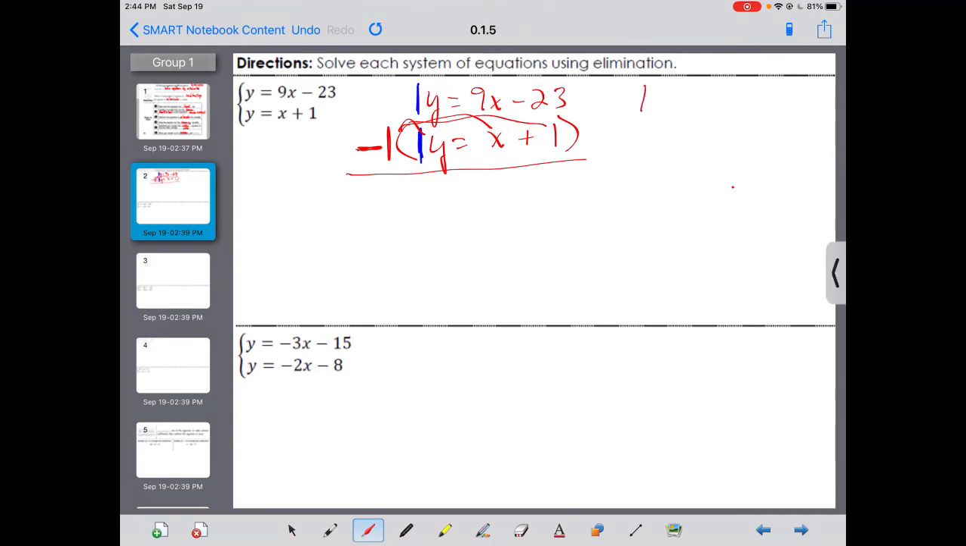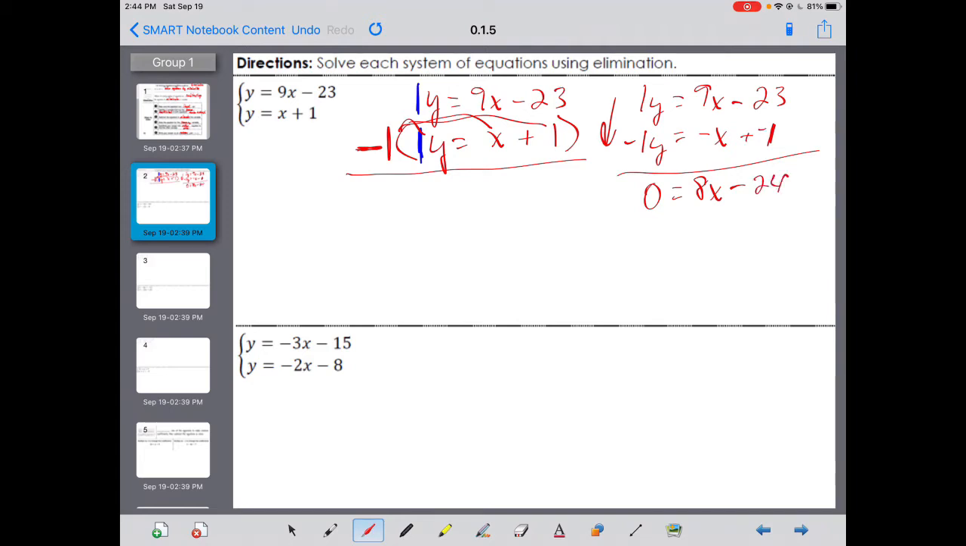So what it ends up looking like is 1y equals 9x minus 23, -1y equals -x minus 1, and then all I got to do is combine down. 1y and -1y goes to 0, 9x and -x makes 8x, and -23 and -1 becomes -24. Because they're both negative, it's going to combine. Then I'm just going to solve for x. Add 24. 24 equals 8x. Divide by 8, not by x. x equals 3. So 3 comma something.